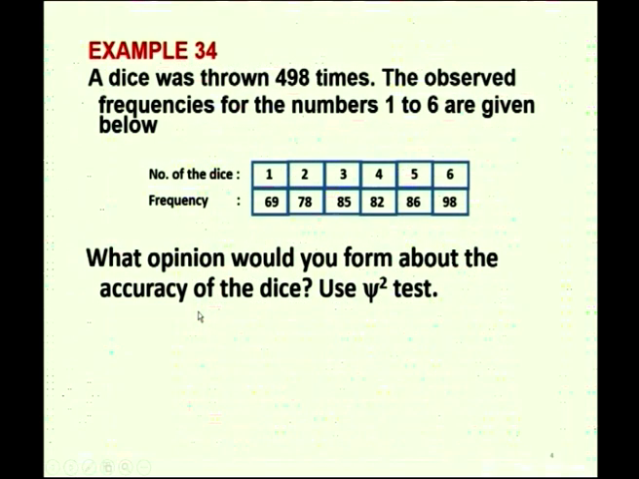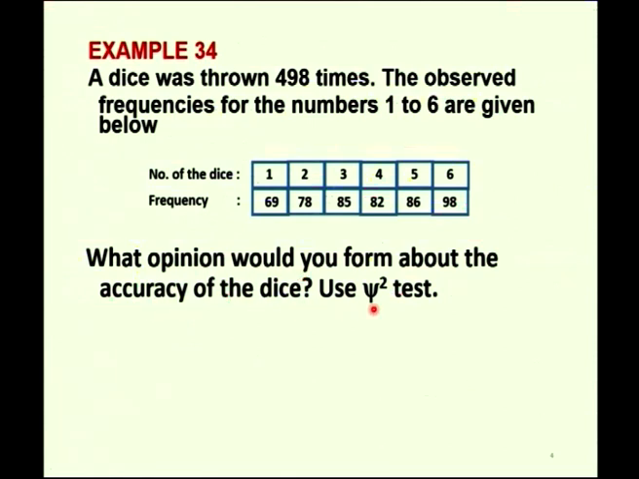So, a dice was thrown 498 times. The observed frequency for the numbers 1 to 6 are given below. Number on the dice is 1, 2, 3, 4, 5, 6. The frequency is 69, that is the die with one face appears 69 times. The die with 2 points appears 78 times and the die face with 3 spots appears 85 times. Like that, these are the frequencies. What opinion would you form about the accuracy of the dice?